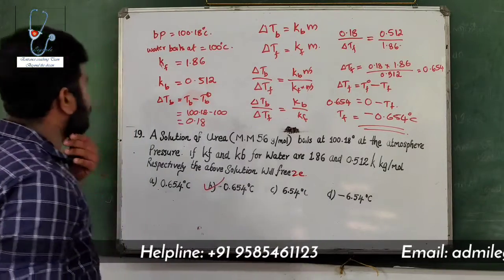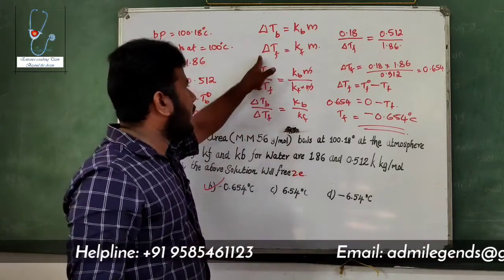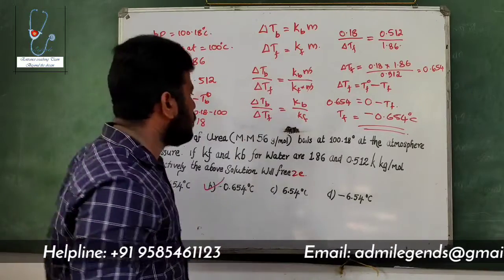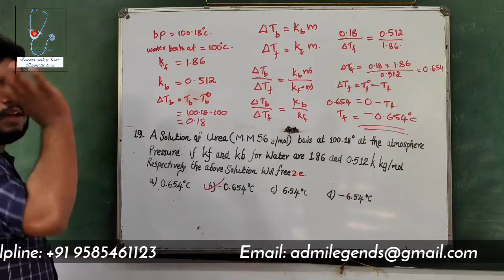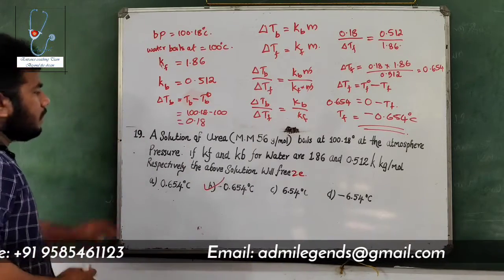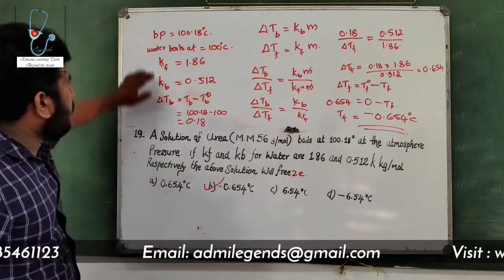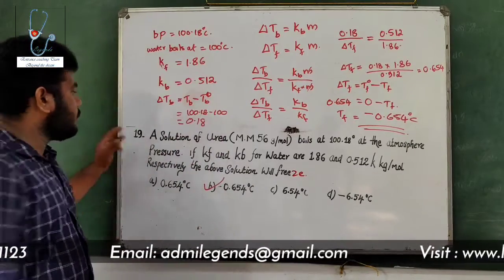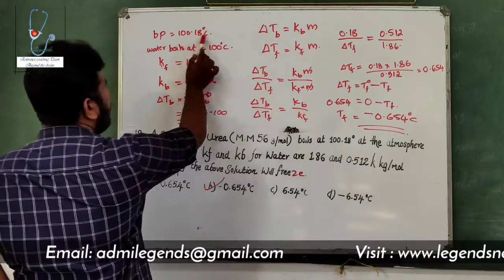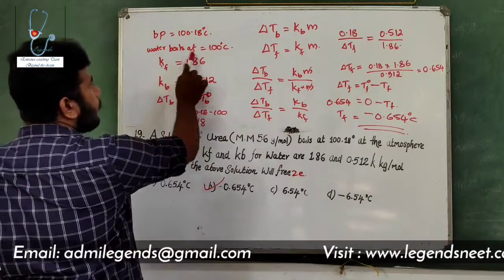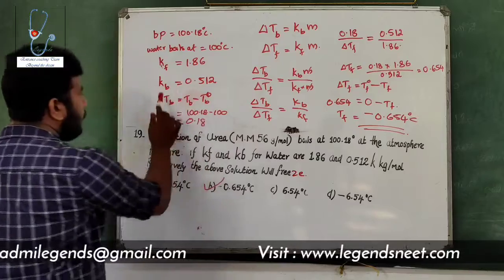Once again, I explain. We have the equation delta TB is equal to KB into m and delta TF is equal to KF into m. Once you get a question, you must read your question very carefully and then write what they give. The solution of urea boils at 100 degrees Celsius. We know that water boils at 100 degrees Celsius. The values of KF and KB are given.